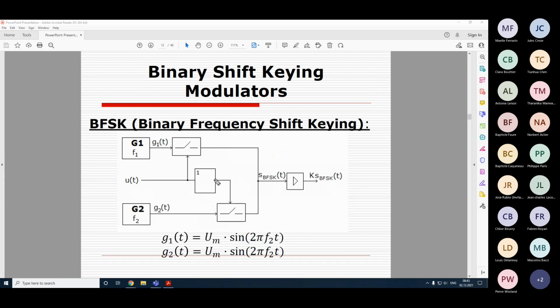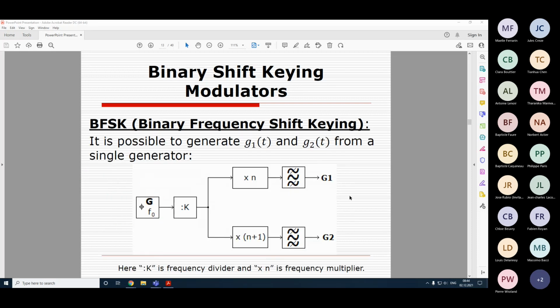And basically, this will work. However, this approach has a not really nice thing: we are using two generators. It would be very nice if we could have one generator of frequency f0 from which we could then generate f1 and f2 signals, which is completely possible. We can use a frequency divider and a frequency multiplier, accordingly, to generate different frequencies from one source.